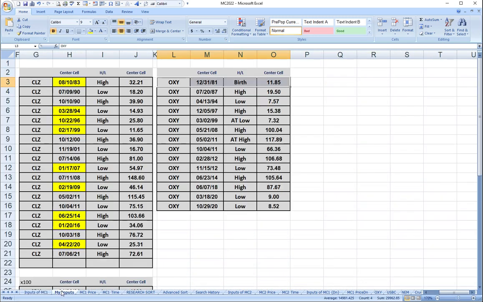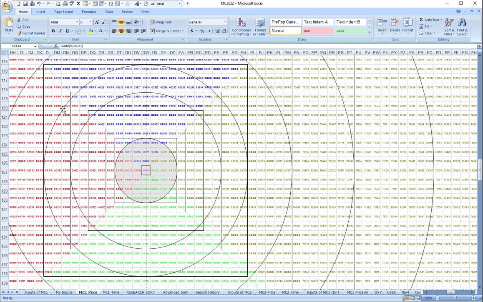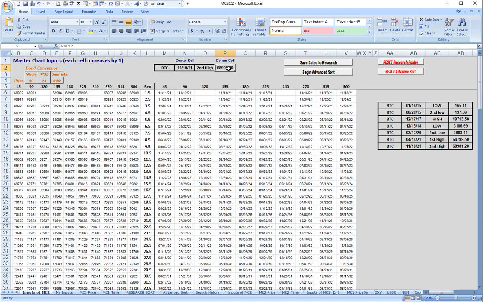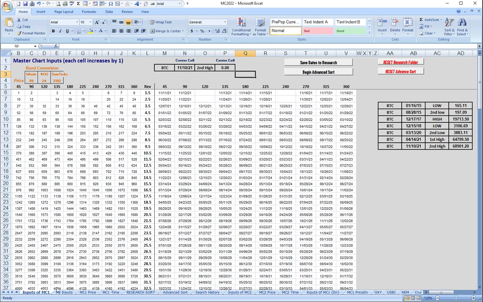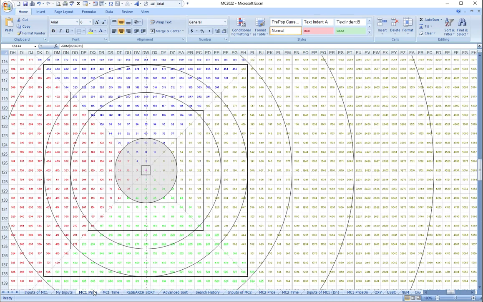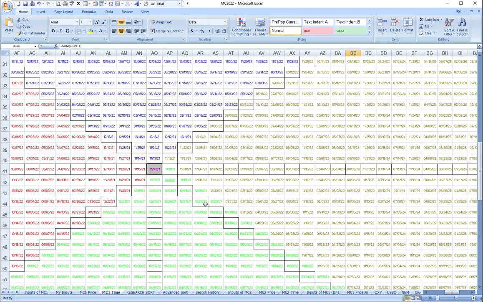Again, inputs, the master chart program, the odd squares, even squares, the square of 9, right? So if you plug in 0 in the center cell, again, even squares, odd squares, and all the other angles based off of that, right? Now, of course, you plug in a date as well, even squares, odd squares, so on and so forth. So the mathematics are still the same. It's just a little different inputs.